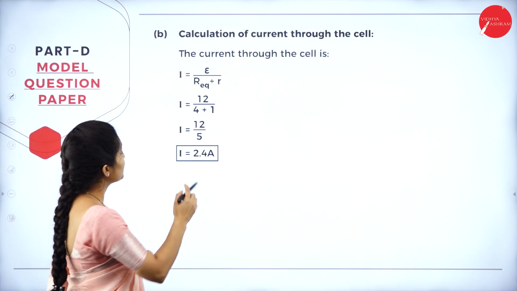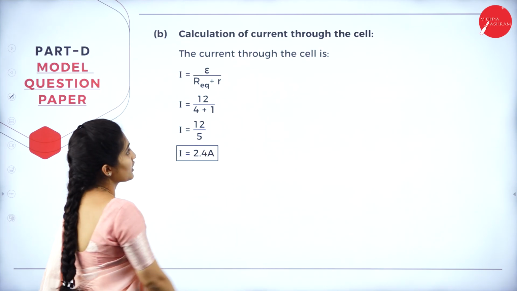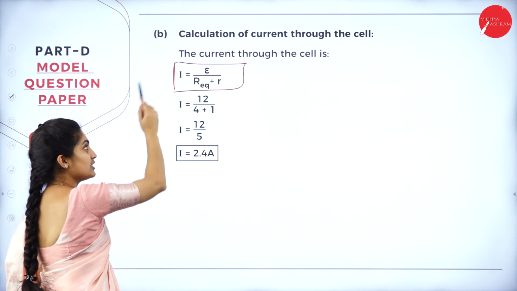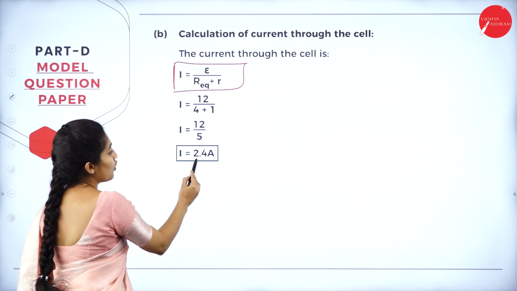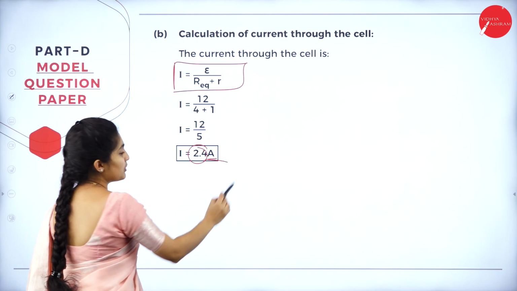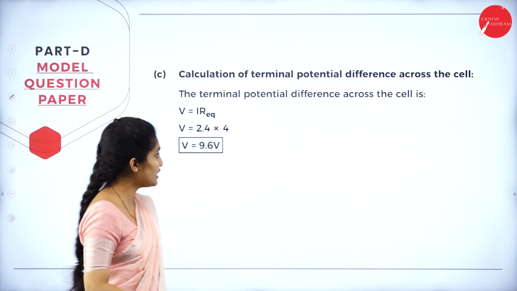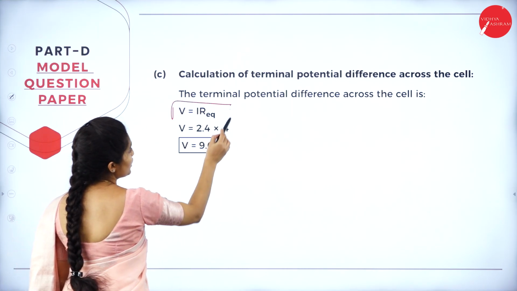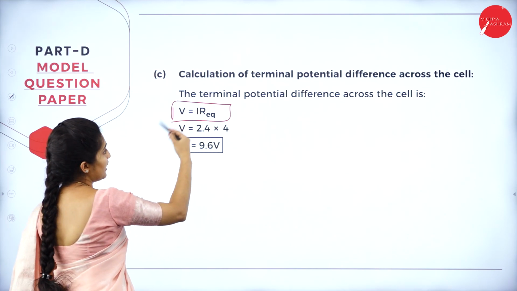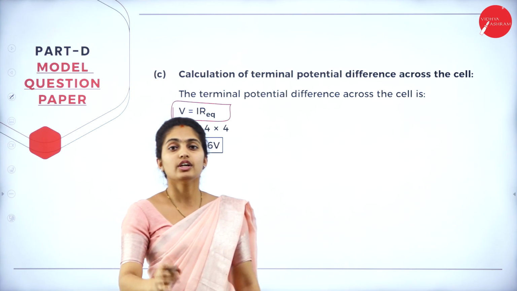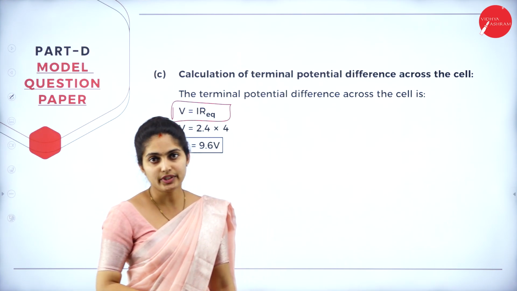Next is part B of the same question, calculation of the current through the cell. I is equal to the equation we have in current electricity. You will have to go on with that, and with the answer you will have to mention your SI unit. Then part C, calculation of terminal potential difference, for which we have one more equation. Plugging in and solving it, you will get the answer. We have to write the SI unit, that is volt.